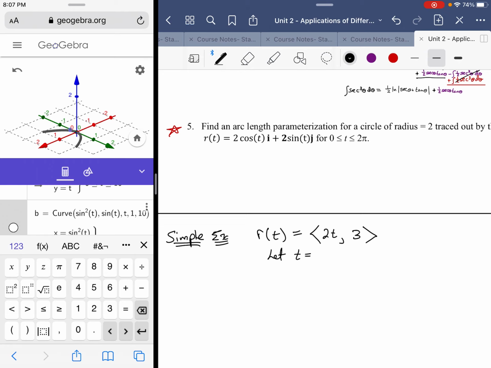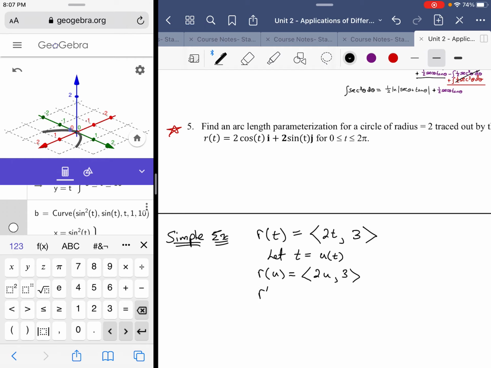All right, so we're going to let t be equal to some function u that is in terms of t. We're going to make that substitution, so we're going to make it r of u, allowing for t to vary as a function rather than just as a numerical variation. So r of u is 2u, 3.